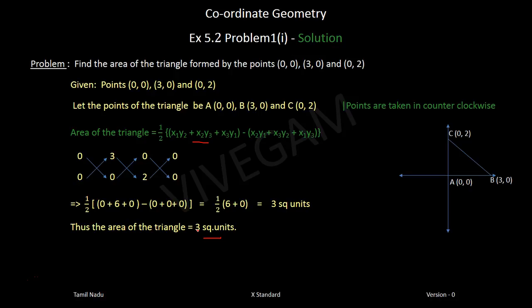Another point is the arrangement. This is x1 y1, x2 y2, x3 y3, and this is x1 y1. Once this is arranged, draw the arrows, 3 arrows going down diagonally and 3 arrows going up diagonally. The sum of all the products of the terms in the diagonals going down, you add up, and that'll be the first term, and subtract the sum of all the terms of the diagonals going up. That's all it is.